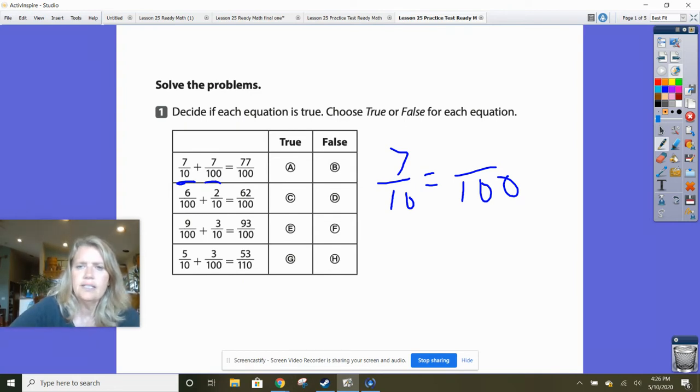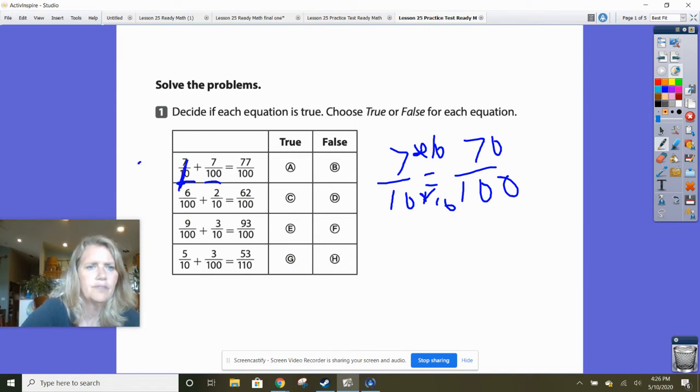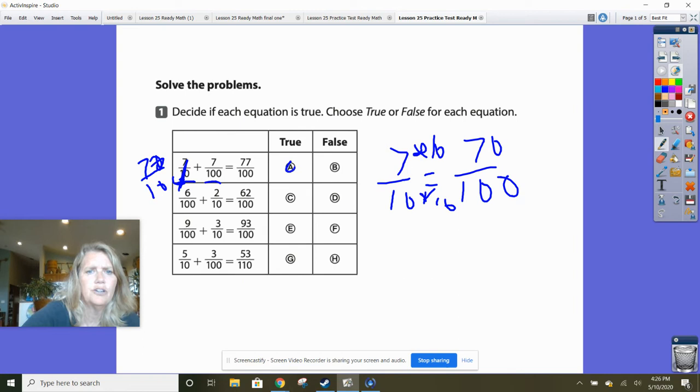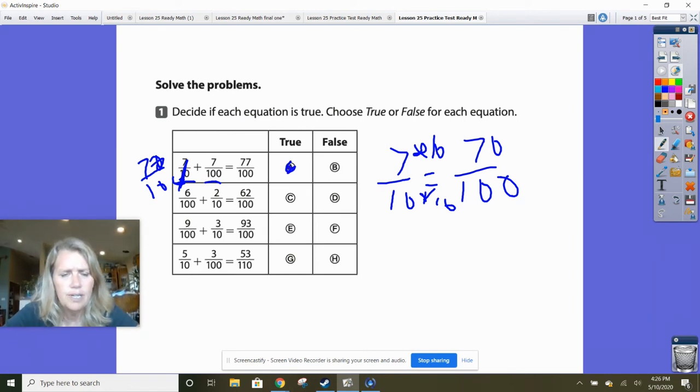7 tenths times 10 times 10 is the same as 70 hundredths. So that is going to be 70 hundredths. That's a 0 for reals. 70 plus 7 is 77. Yes, I agree. Next one is 6 hundredths plus 2 tenths. 6 hundredths plus 2 tenths.